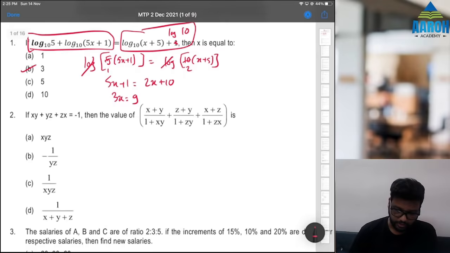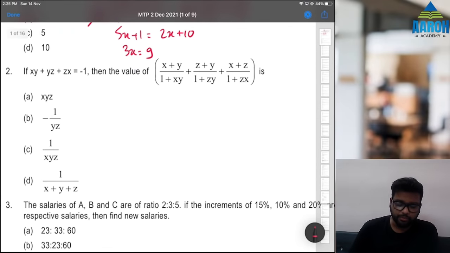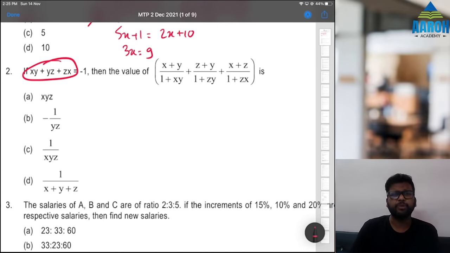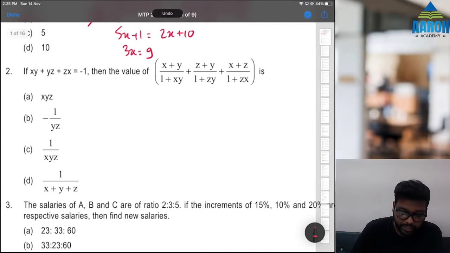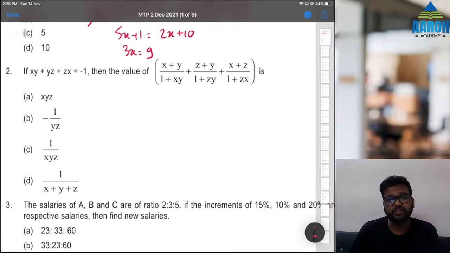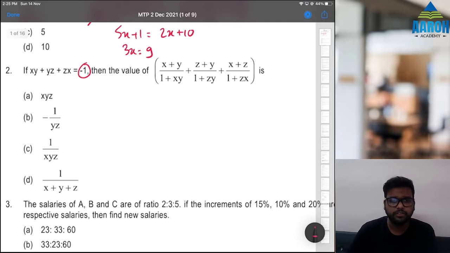Okay. Next, second: if xy plus yz plus zx is minus 1, then what is the value of this? Now, if you have watched my other lectures, I always suggest that as much as possible you try to put values of x, y, z, because then it becomes very easy. But here it is difficult to put values for x, y and z so that this is minus 1. So let's try to solve this question.